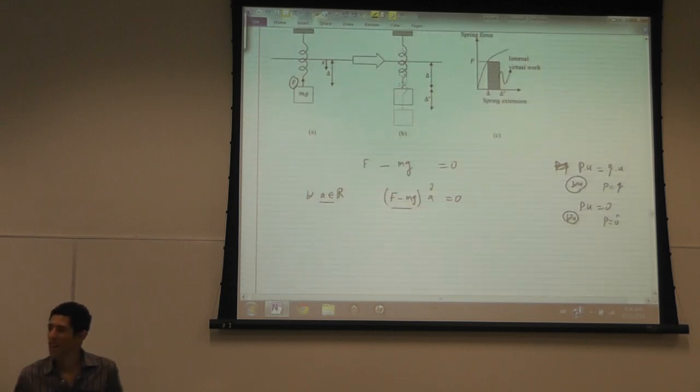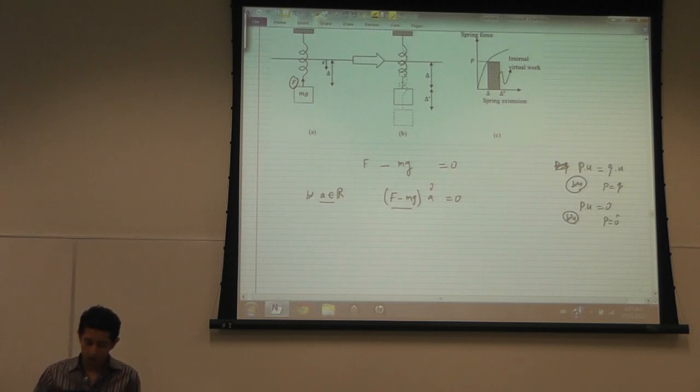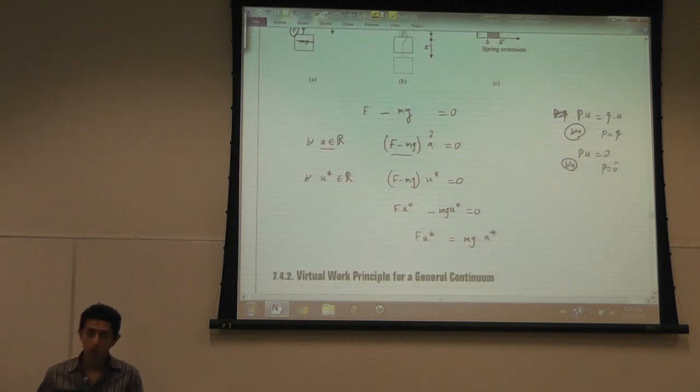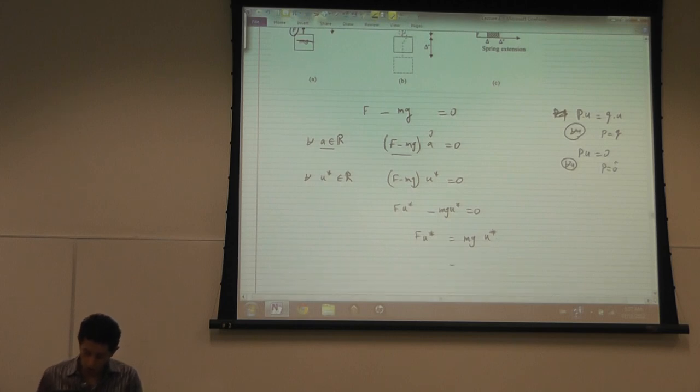Now, I'm going to add a little bit of physics to it. Instead of saying for every real number a, I'm going to call it for every displacement u star, (F minus mg) u star is equal to 0. Now when I add this, all of a sudden I can replace a mathematical constant with a physical quantity. And the physical statement, from equilibrium, is F u star minus mg u star equals 0, or F u star is equal to mg u star. What's the physical meaning? The internal virtual work is equal to the external virtual work.